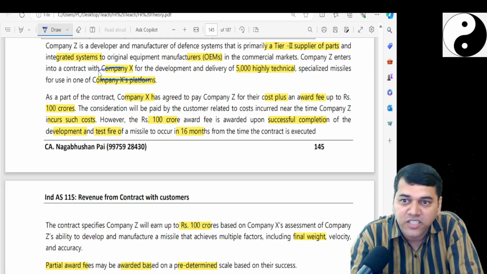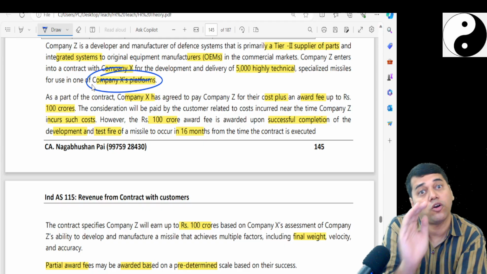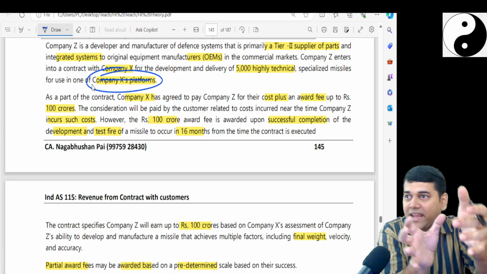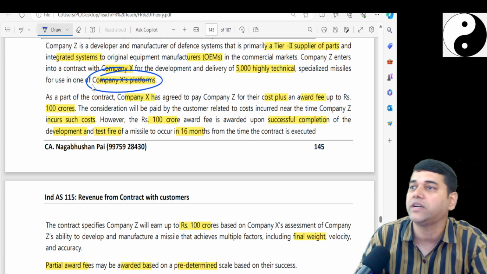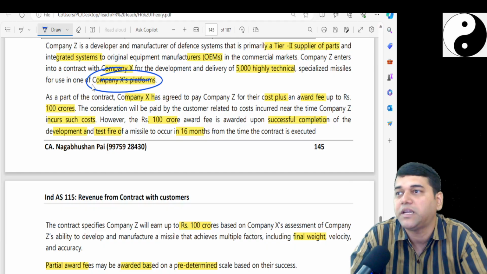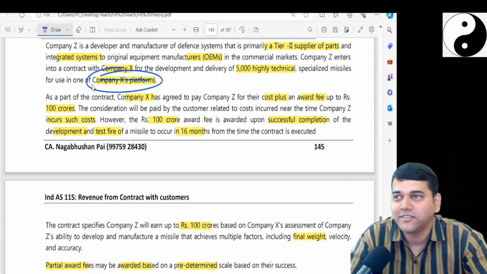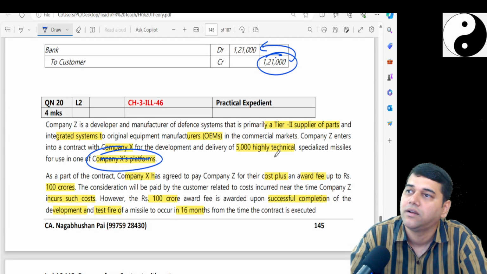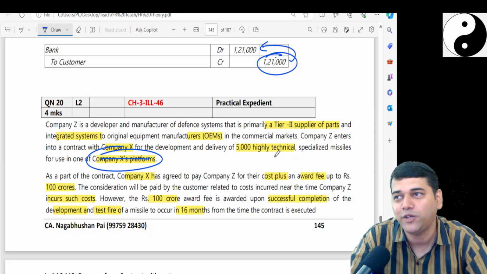Then you have to catch this word. They say, since the contract is to develop the asset on the X platform, as and when you have built the foundation, the case, the top, who is getting control over it? X. That's why it's over time. How many performance obligations? Is this missile development a single or multiple performance obligation? Multiple. Okay, performance obligation, we will go to step number 2.